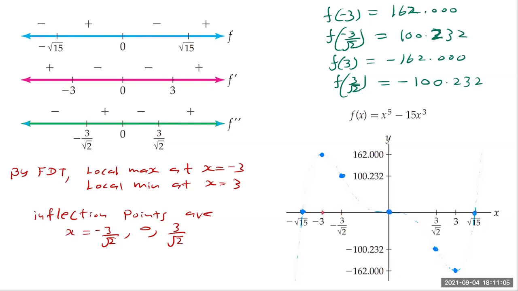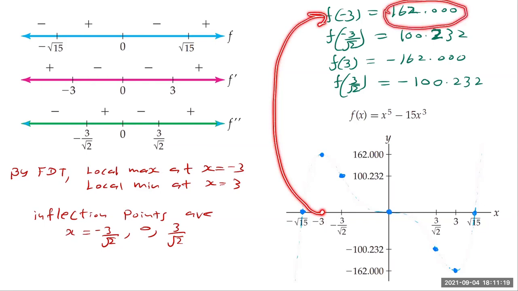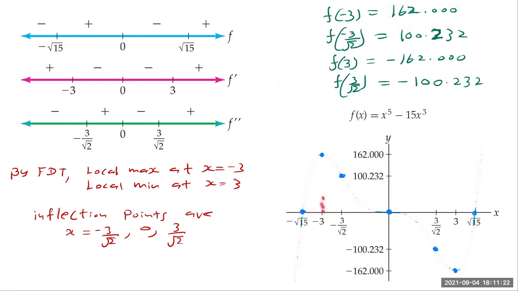Now I know that at x is equal to -3, I have a local maximum. I determine that using the first derivative test. Now I can find the maximum value by plugging this number in my function. If I plug in x is equal to -3 in my function, you will get 162. So my y value, or the maximum value, is going to be 162. I know that my shape is going to look like this.